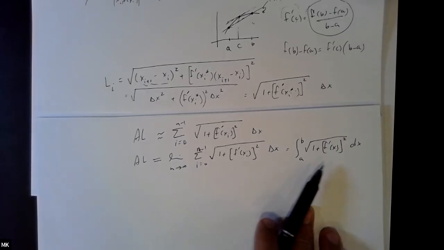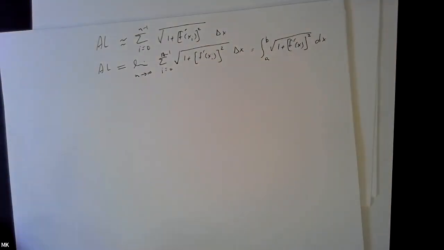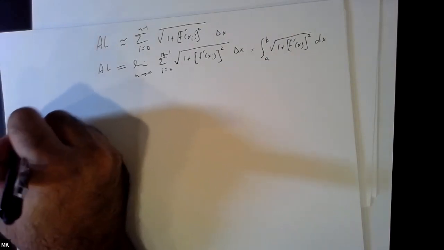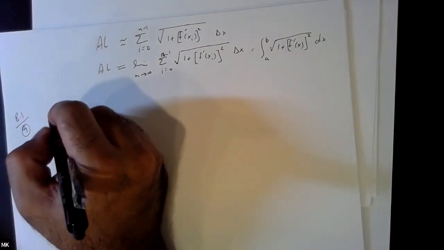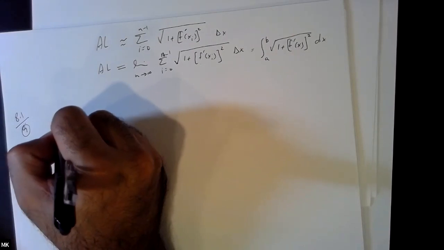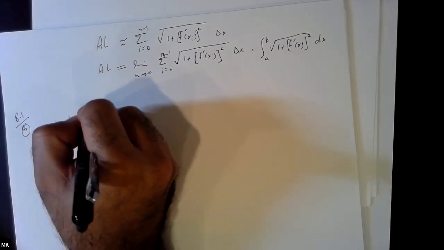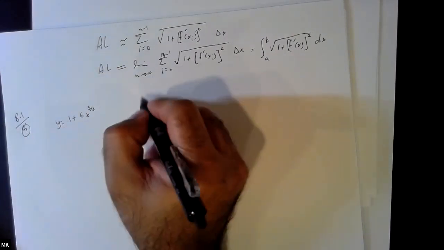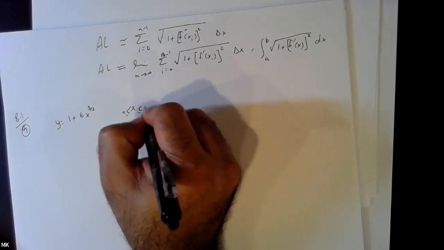Let's go ahead and do a couple problems. Let's do number 9 from the homework, which basically just uses this formula. So number 9 from 8.1 gives you a function y equal to 1 plus 6x to the 3/2. And then gives you x bounds from 0 to 1.